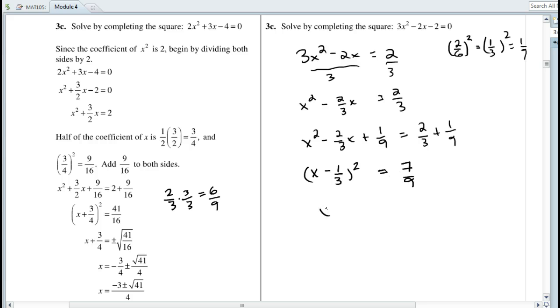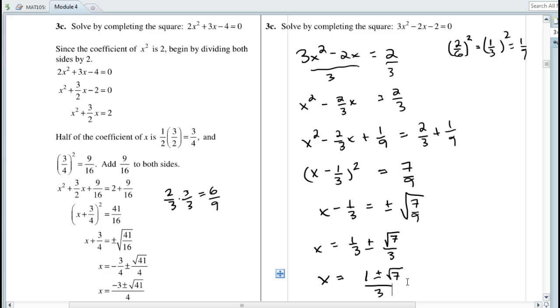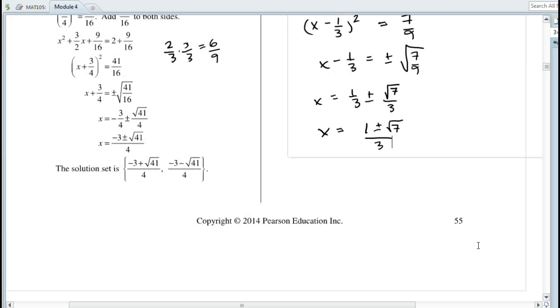So now we're going to get x minus 1/3 is plus or minus the square root of 7 over 9. So we get x equals 1/3 plus or minus, and I'm going to write this, remember, as the square root of the top over the square root of the bottom. So it's square root of 7 on top, and then the bottom is really just 3. So we can write that as a single fraction. x equals 1 plus or minus square root of 7, just over 3. And that's it. Great answer. Good job, team.